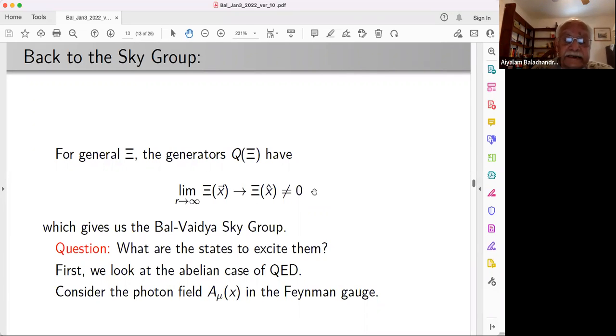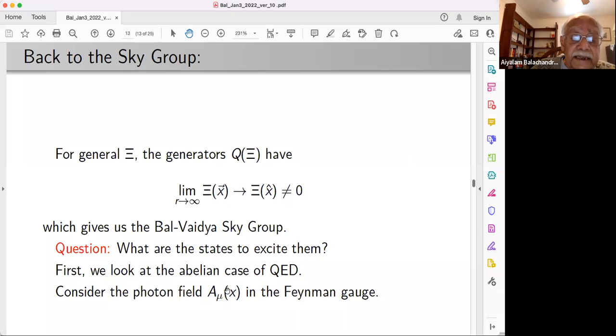Each superselection sector is labeled, just like in standard quantum theory, by a complete commuting set of operators. And we are evaluating those quantum operators on some quantum states. So we can ask, what are the states which will excite these chi things, or say elements of the sky group.